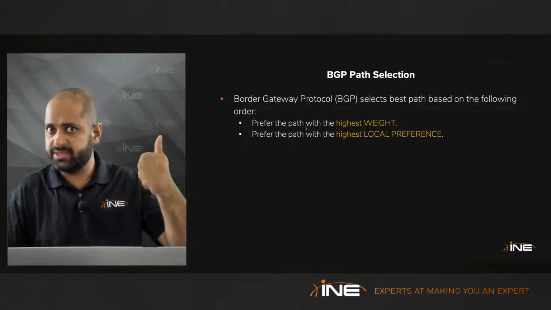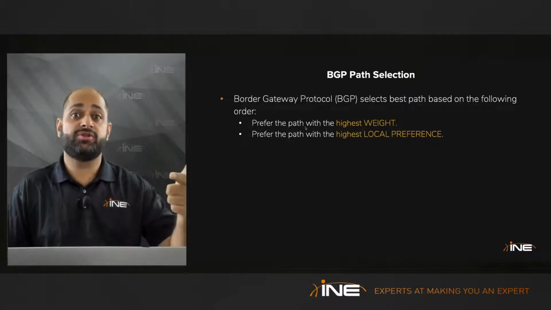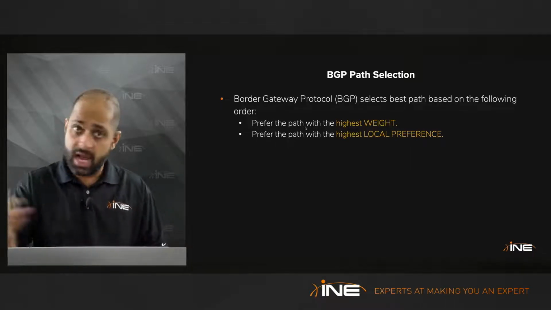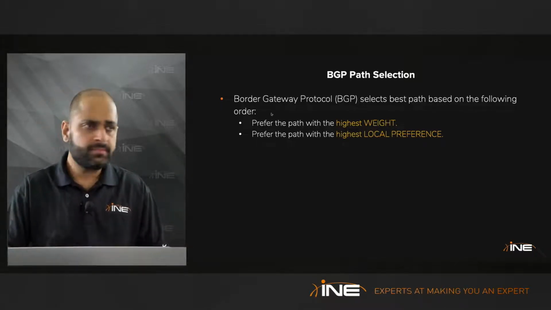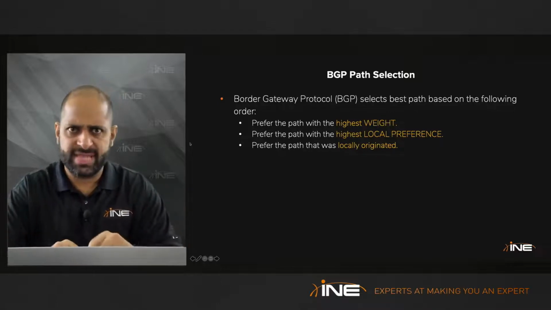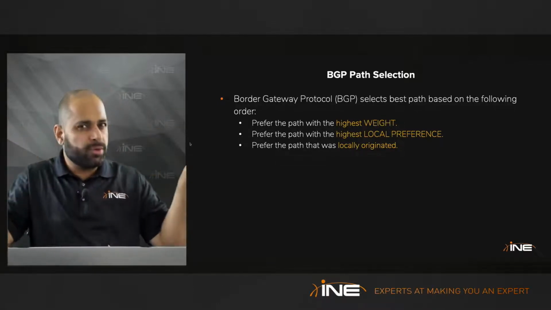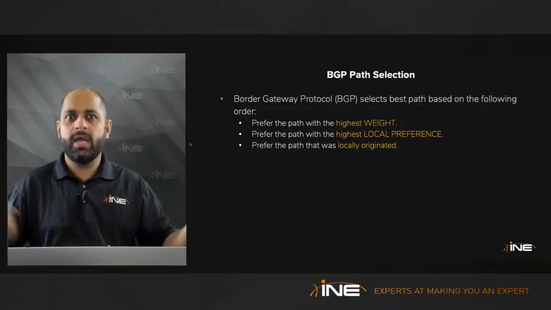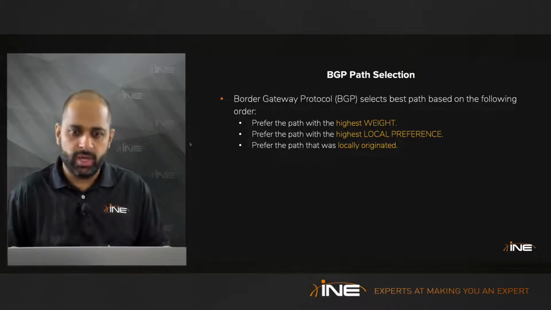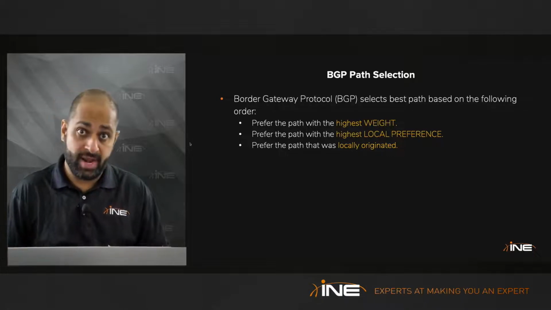So local preference is well known, discretionary, non-transitive. Higher is better. Now, if the local preference attribute is the same, so if I have received routes from two neighbors and the local preference is the same, weight is the same, it goes to the next criteria, which is locally originated.